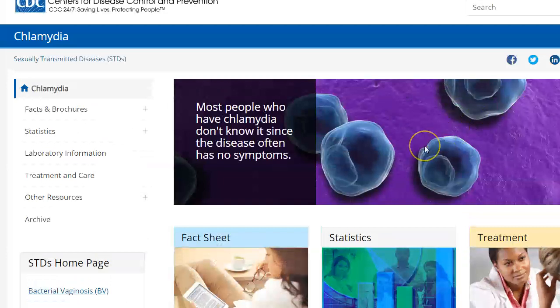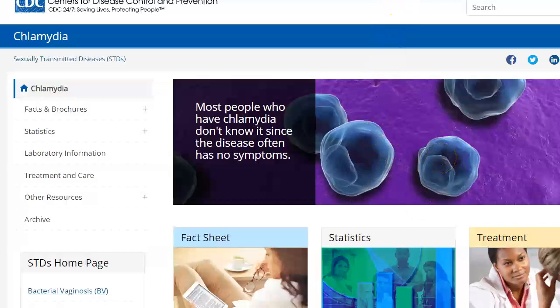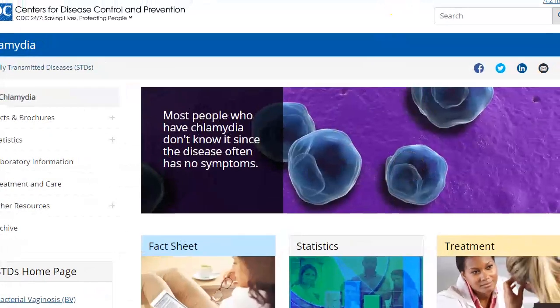But it's a great website. It's from the Center for Disease Control and Prevention. And 24/7 they're out to save lives and protect people. So I wanted to just bring to your attention that this very, very helpful website is out there, provided by the CDC, or the Center for Disease Control and Prevention. All right? So just wanted to give you that information.